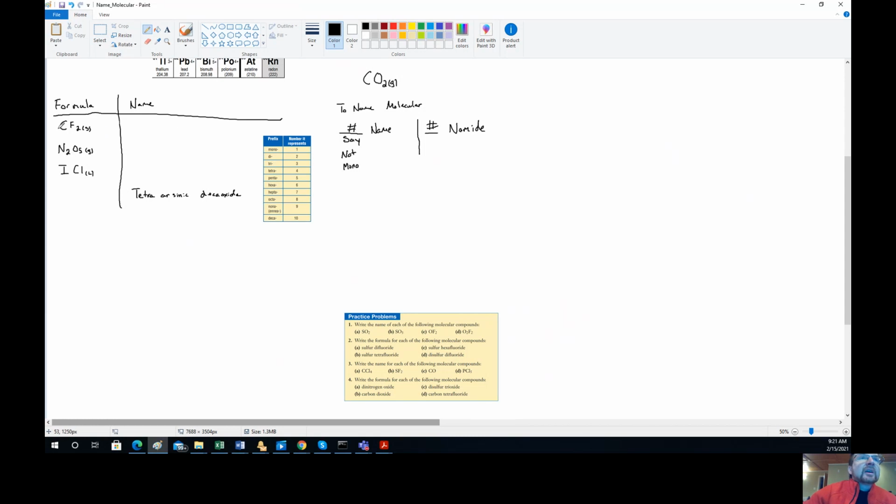So let's start with this first one. How many carbons do you see there? One. So therefore we just say carbon. We see two fluorines here, so we say di. It doesn't matter if you capitalize it or anything. And then not fluorine, but fluoride. Carbon difluoride.